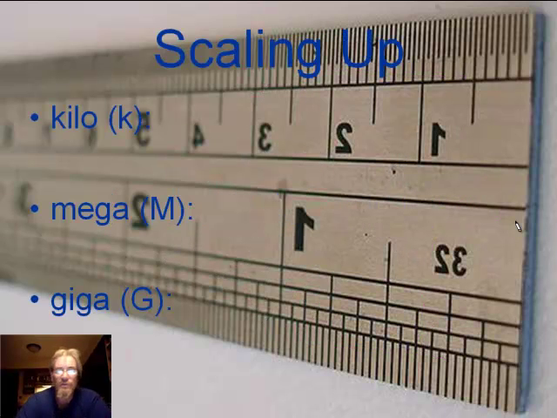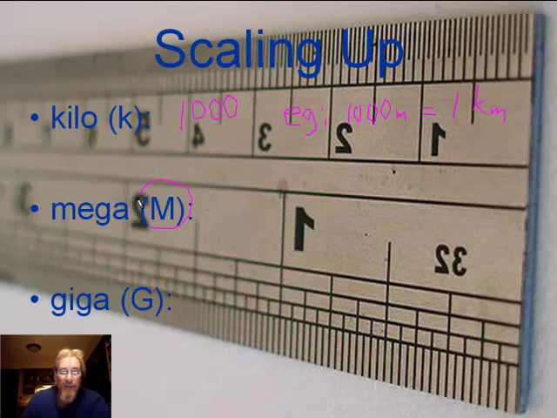So we can use these prefixes. There's this whole array of prefixes. Some of them are much less common than others. These are 3 that are commonly used for scaling things up. Kilo, the prefix kilo, which is abbreviated with K, means 1,000 of something. So a kilometer is 1,000 meters. 1,000 meters equals 1 km, or 1 kilometer.